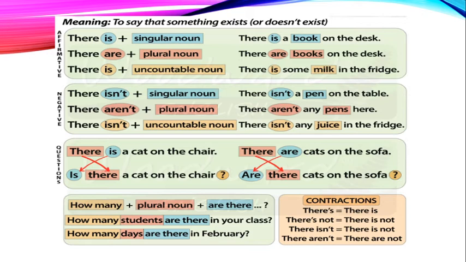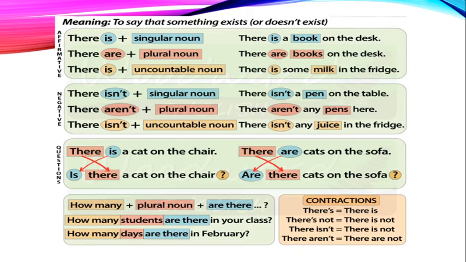Okay? We use there is with uncountable nouns. There is some milk in the fridge. What is uncountable? That we cannot count.